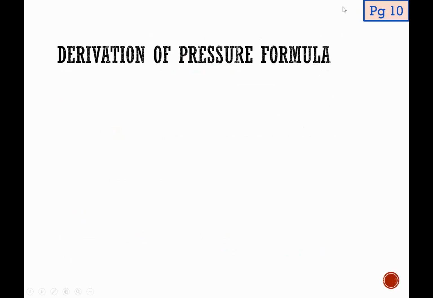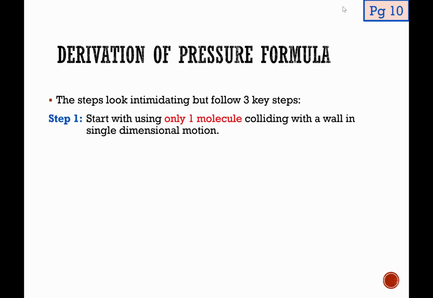So now, to derive the pressure formula exerted on the container wall, the steps can look really complicated and intimidating. But if you just look at the big picture, it basically just follows 3 key steps. So step 1, we always start simple. So we'll start by looking at only one molecule and how this single molecule collides with a wall in a single dimensional motion. By single dimensional motion, what I'm referring to is just that the molecule is moving left and right, that's all. So to find the pressure, we use an equation that we have learned since O-level, force over area.